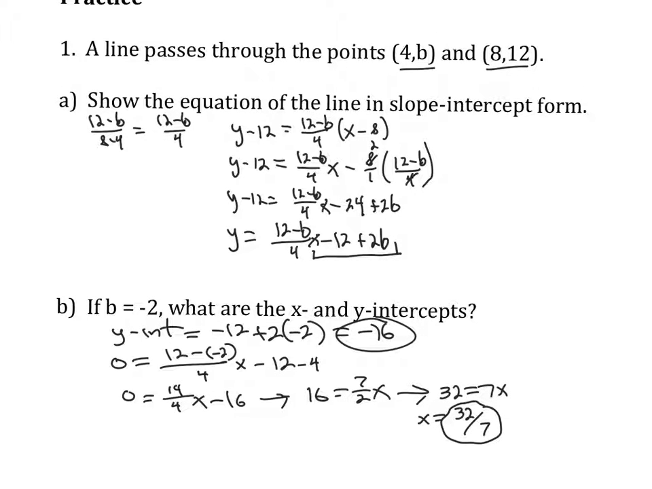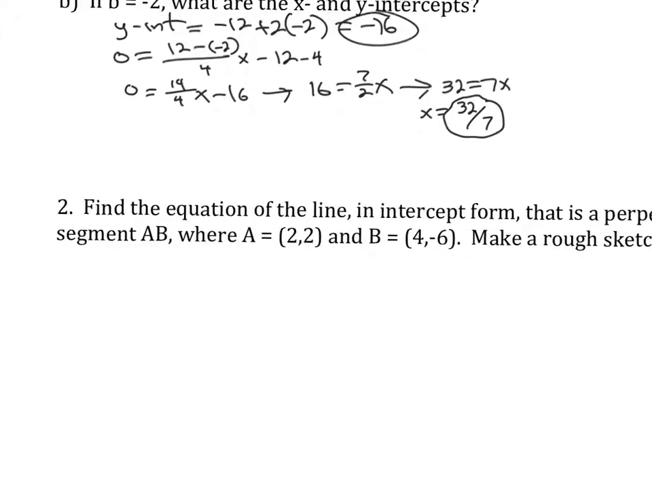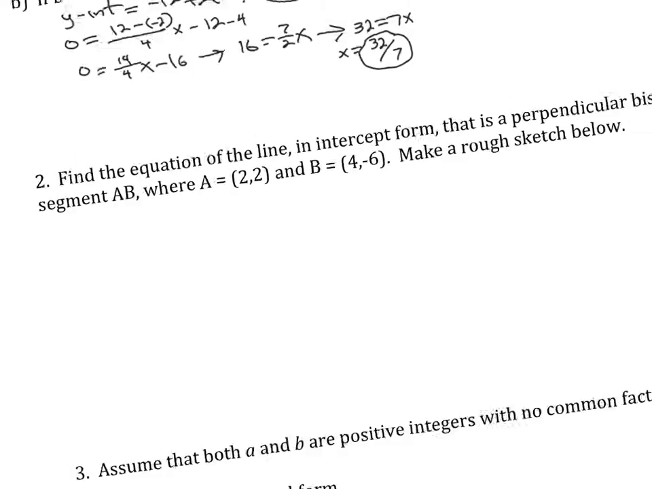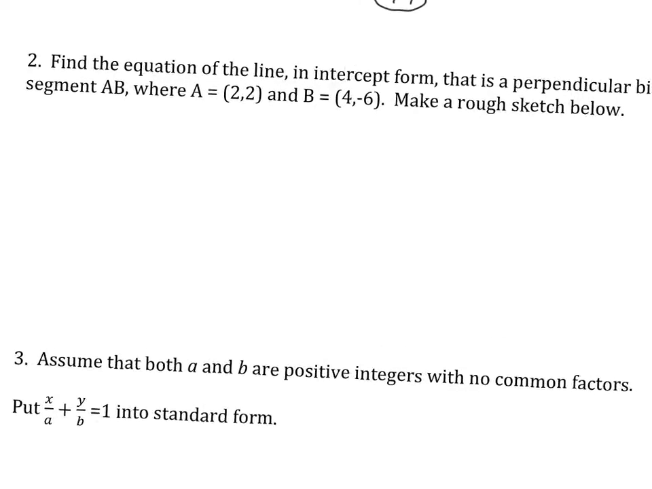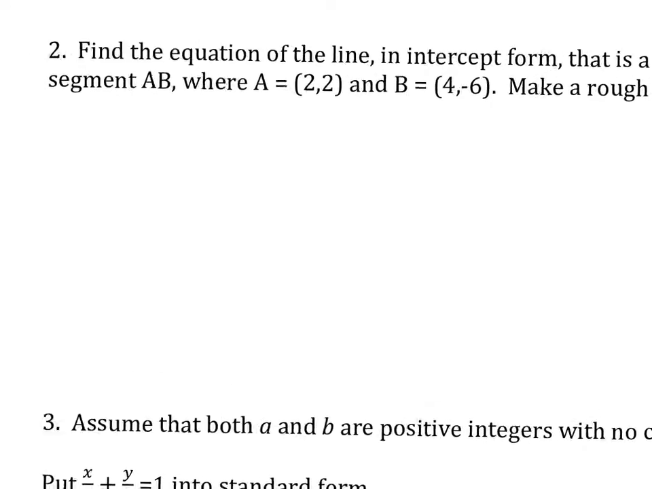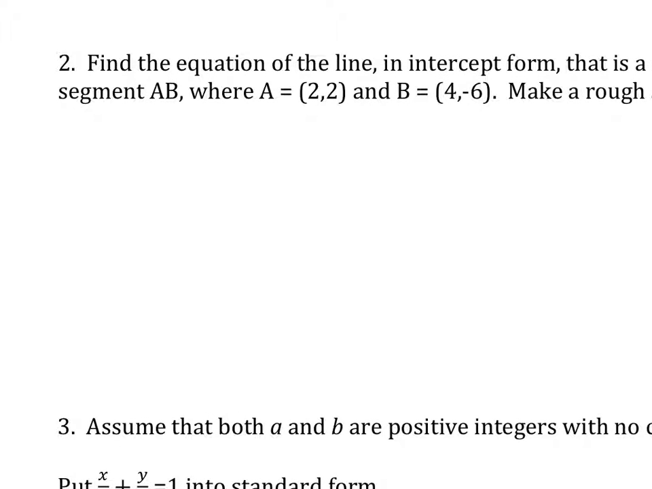Okay, so moving right along. We want to find the equation of the line in intercept form that is a perpendicular bisector of segment AB, where A is equal to (2, 2) and B is equal to (4, negative 6). And we'll make a very, very rough sketch. So we'll draw a little coordinate plane, and we'll have (2, 2) be here, and we'll have (4, negative 6) be here maybe. We'll draw this segment here, and the midpoint would be about here, and our perpendicular bisector would look like that.